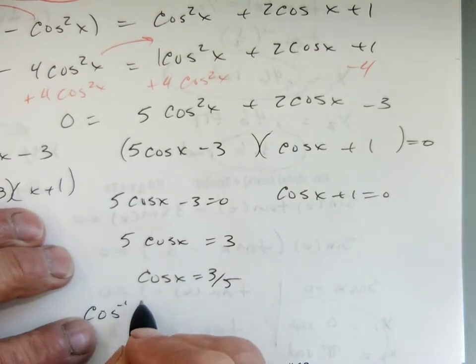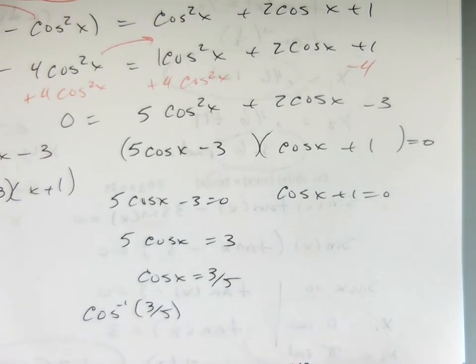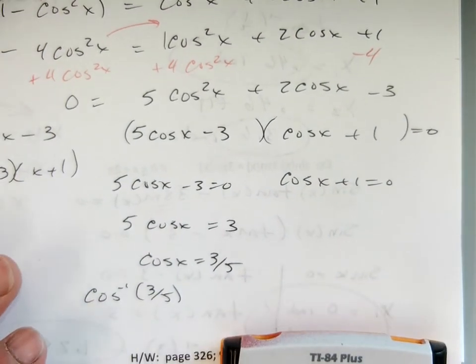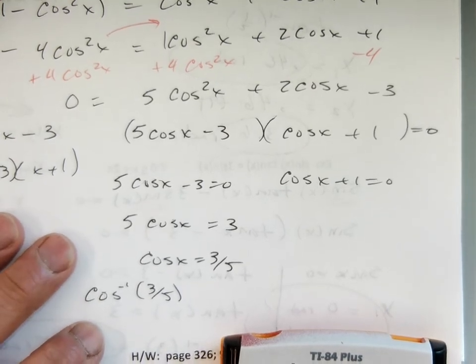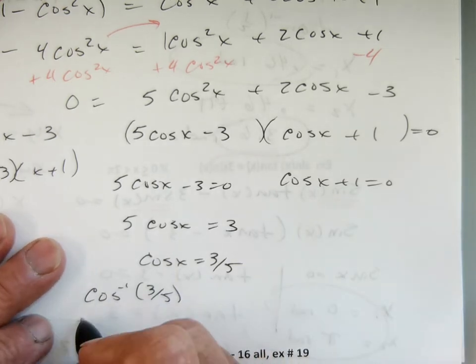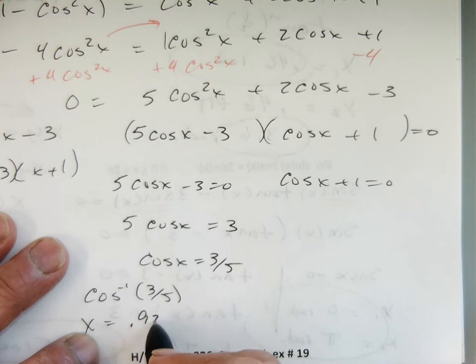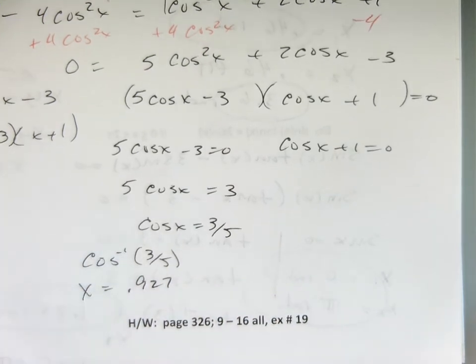Cosine inverse of 3/5. So give me my first angle, okay? It's going to be on the test. Oh, maybe it's an extra credit problem. It's a great extra credit problem. Right? You agree with that? And I get about 0.927. Okay, so first answer, x is equal to 0.927.